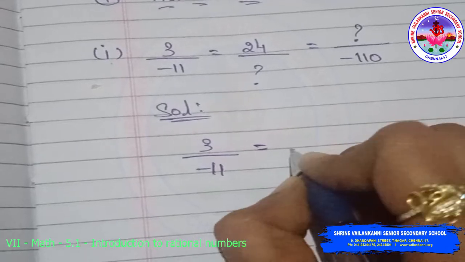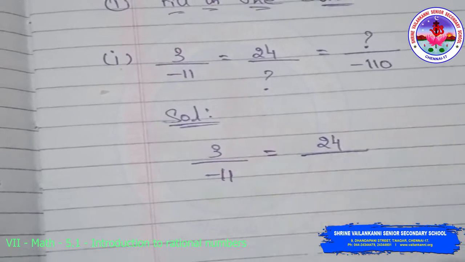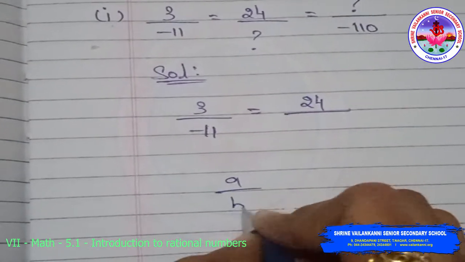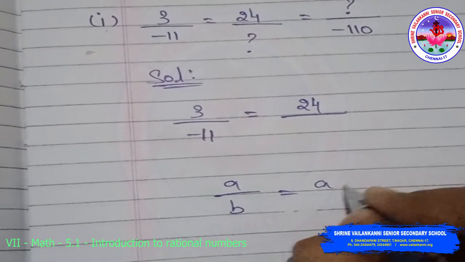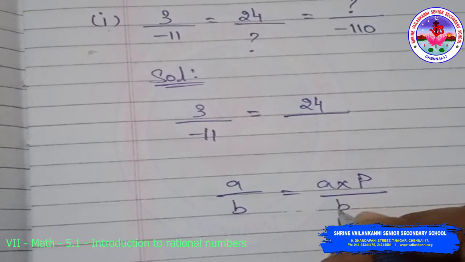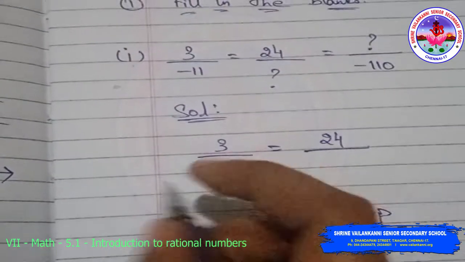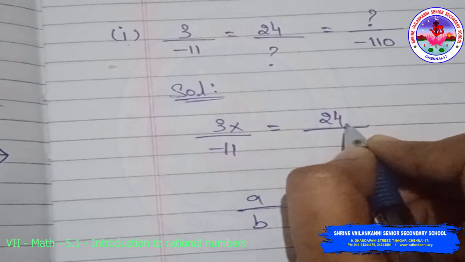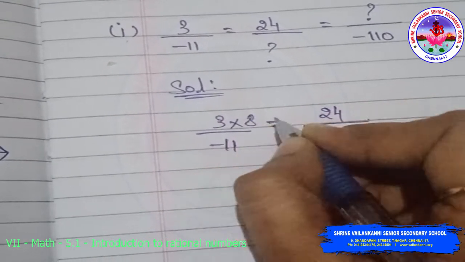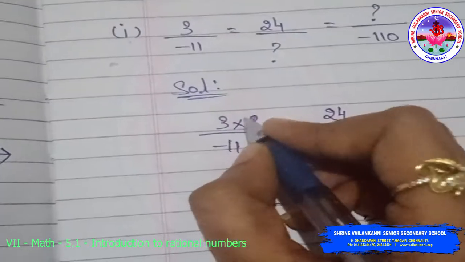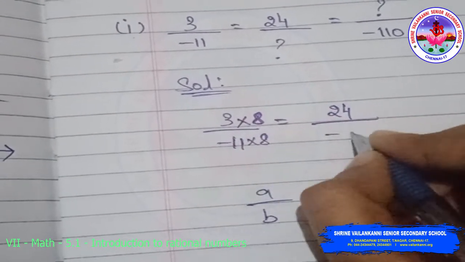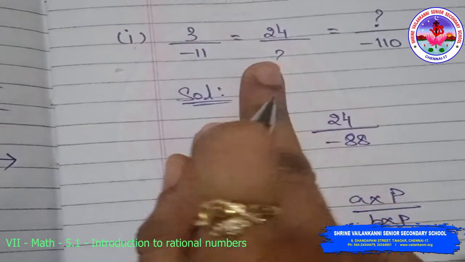Here the numerator is 24. Using equivalent rational numbers, that is a by b is equal to a into p divided by b into p. So you can use the 3 table. How many times do you get 24? 8 times. So you multiply 8 on both numerator and denominator. So the second value is negative 88.